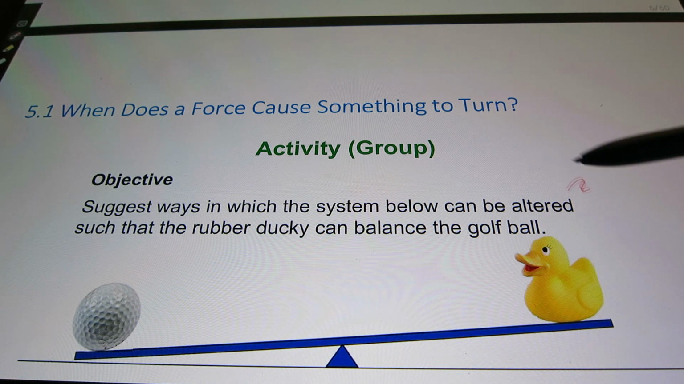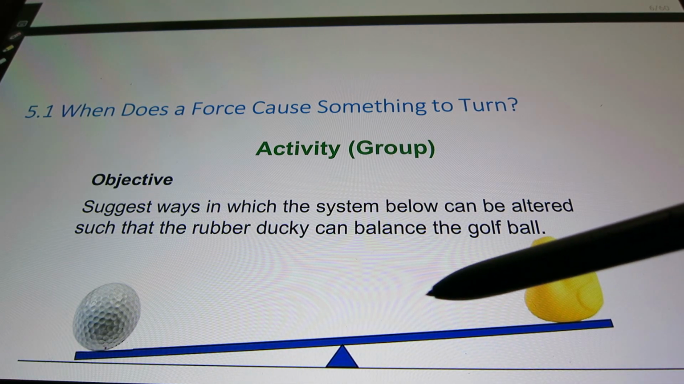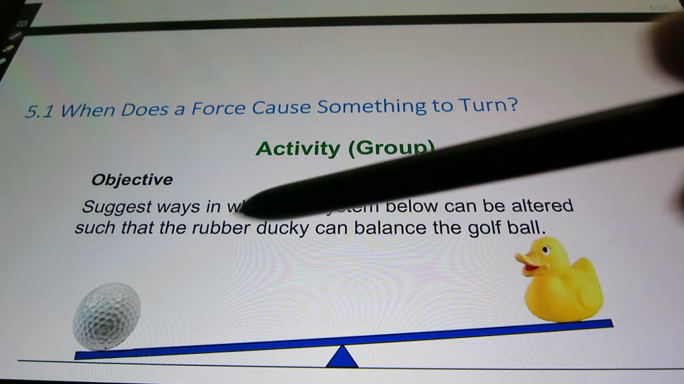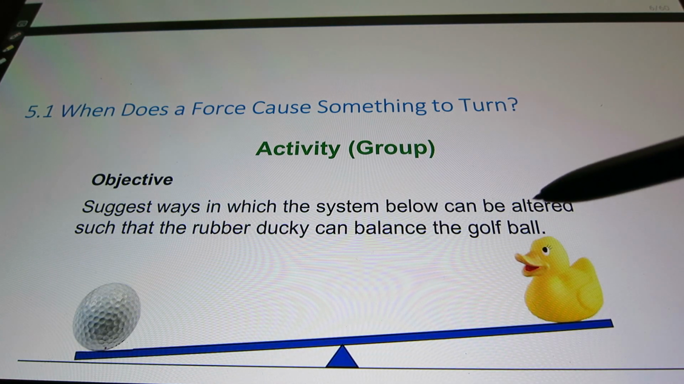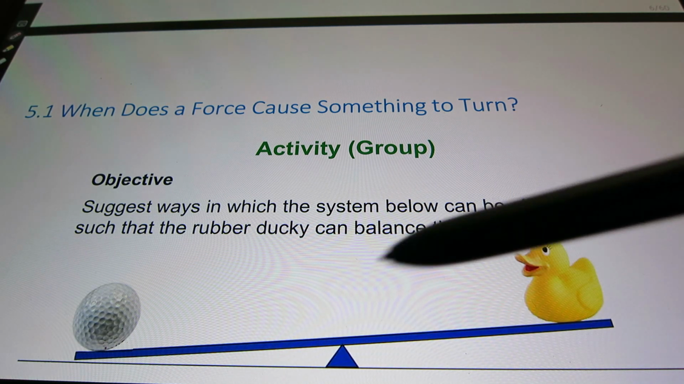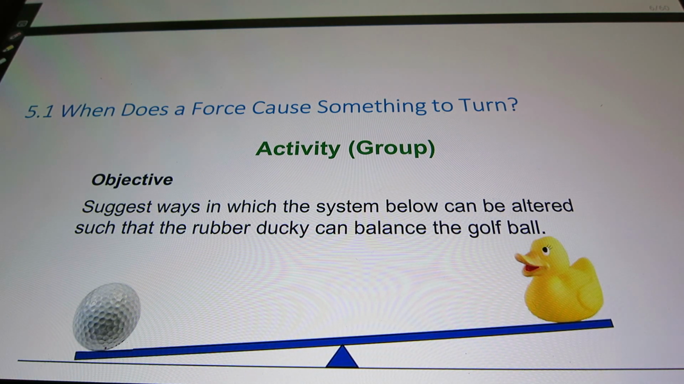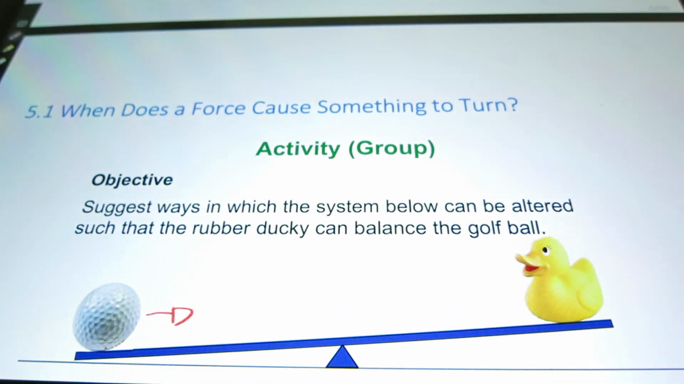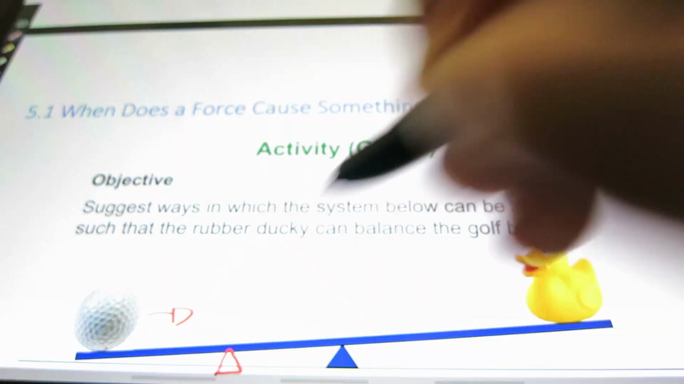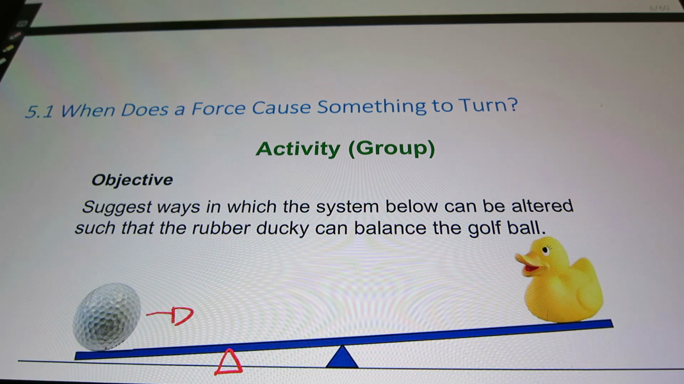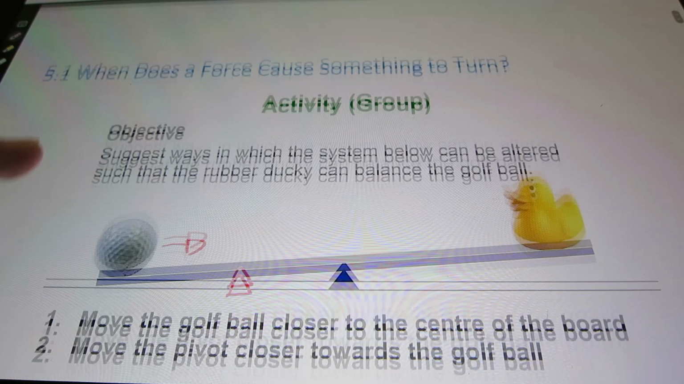So the question is then, how do I make the seesaw balance without adding more things onto the seesaw itself? How can I just change the positions or change anything about the seesaw to make it balanced? Some of you may naturally say that I would want to move the golf ball a bit closer towards here in this direction. Some of you may also say that I can move the pivot closer towards the golf ball, and then if I find the correct position, the seesaw will be balanced.